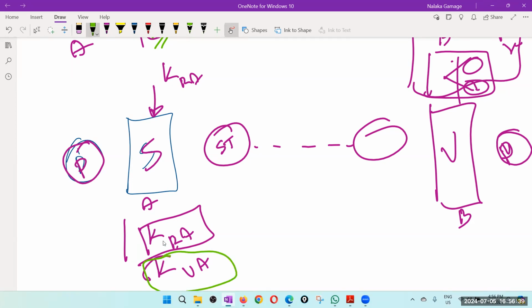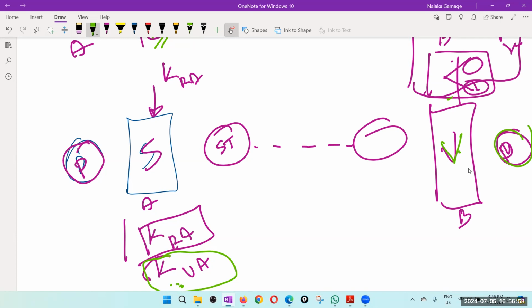Now, when you sign using the private key, if the verification algorithm uses this public key, it must say yes, verified. But if you use any other value, it will say not verified.